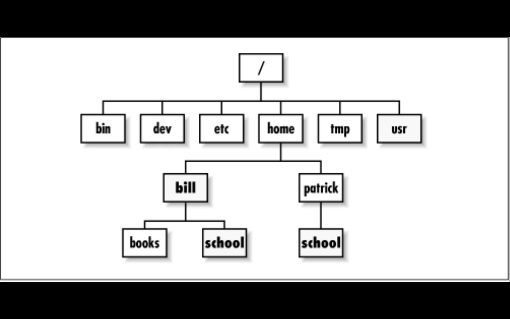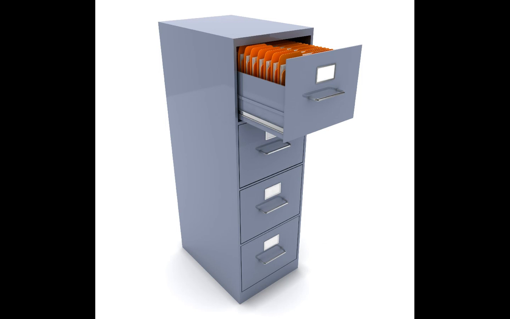Okay, so what is this thing that we're looking at? Well, like I said, it's a representation of the Unix file system. This is known as a tree. And I realize it doesn't look much like a tree, but if you think of a tree being upside down, it makes perfect sense. So what is this? Well, this is a virtual filing cabinet.